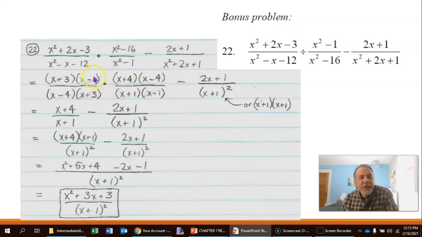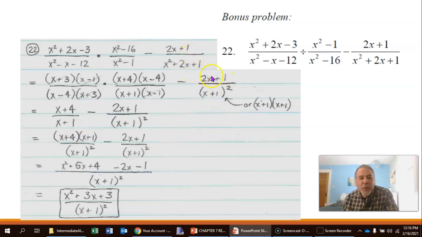Now the common factors that I can cancel are the x minus 1's on top and on the bottom, the x minus 4's on top and on the bottom, and the x plus 3's on top and on the bottom. The only thing left that didn't cancel was an x plus 4 on top over an x plus 1 on the bottom.